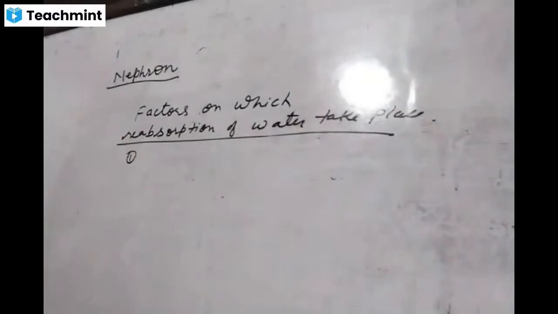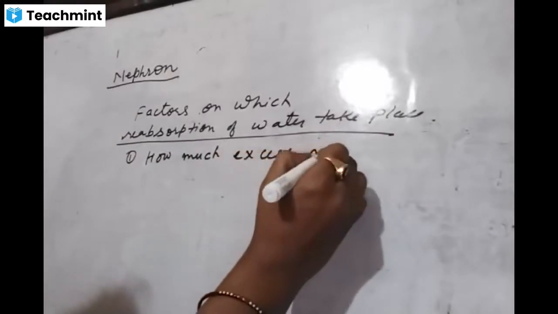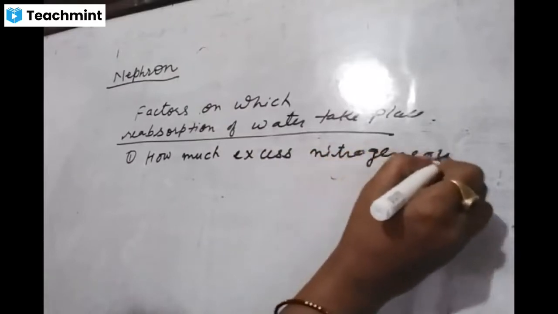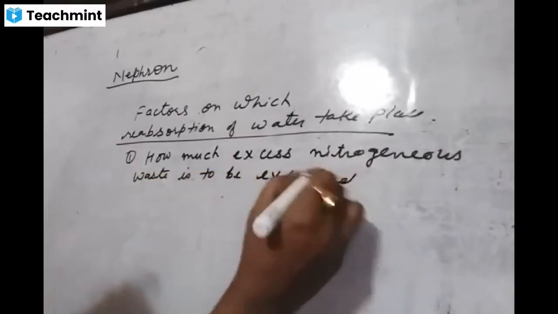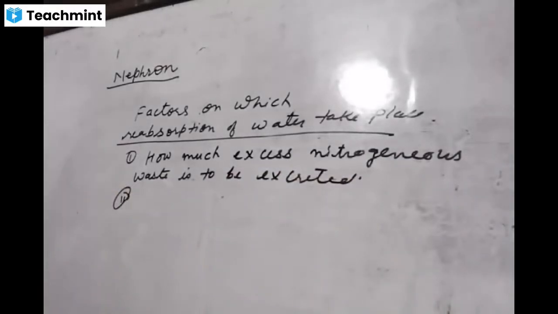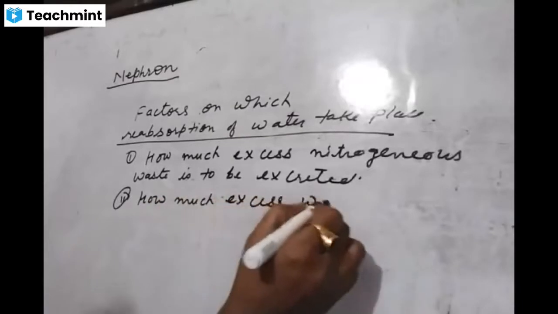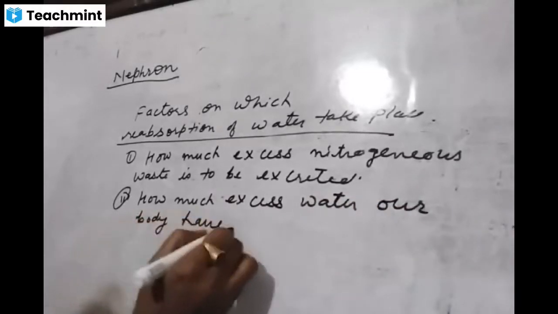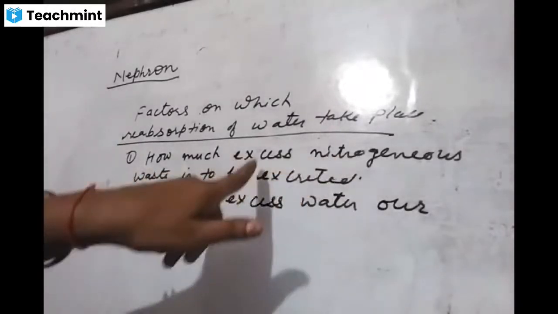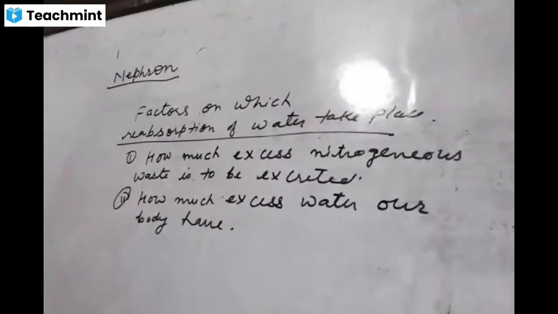Number one is how much excess nitrogenous waste is to be excreted, and second, how much excess water our body has. Suppose the amount of nitrogenous waste in blood is high, then the reabsorption of water will be less here. And if the nitrogenous waste is less, then reabsorption of water will be more.